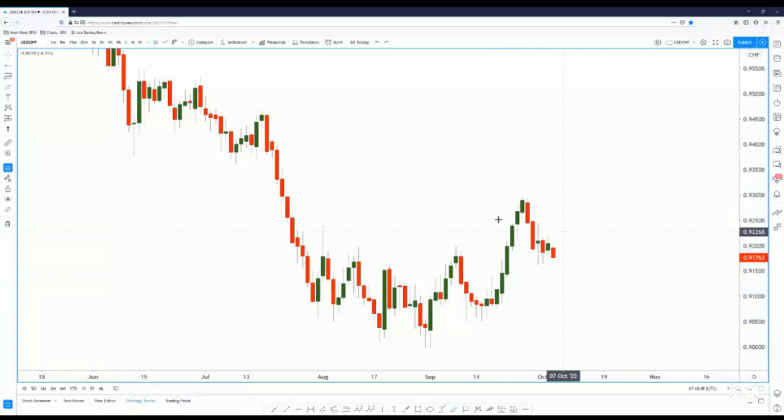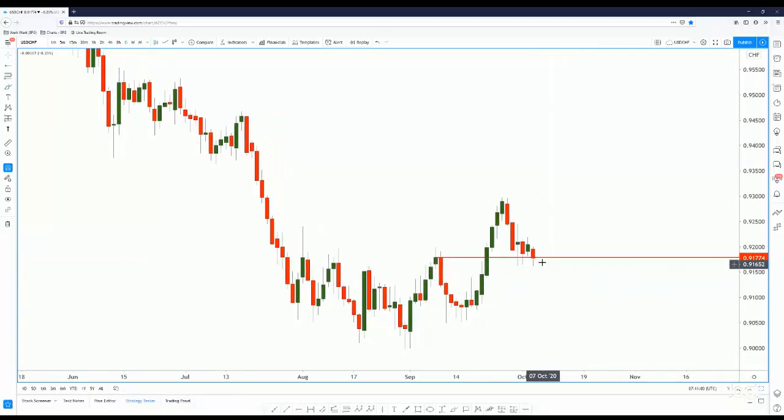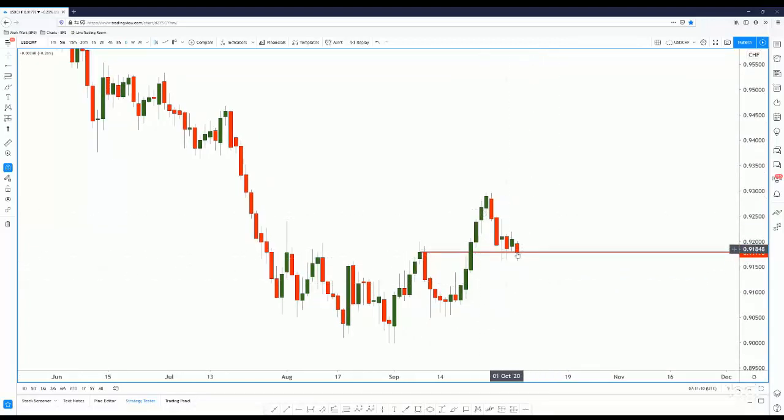Now, normally I like to look for graphical support. However, if we look to the left, we see that price has actually broken this level here. Just let me draw a line. We see that the current daily candle is really below this, testing this level here.